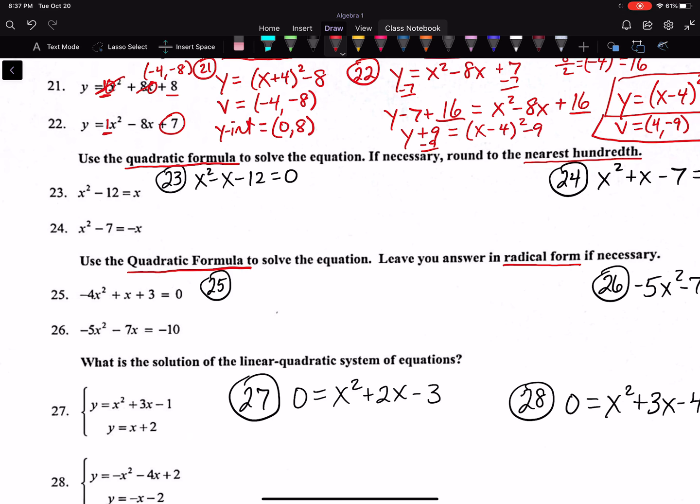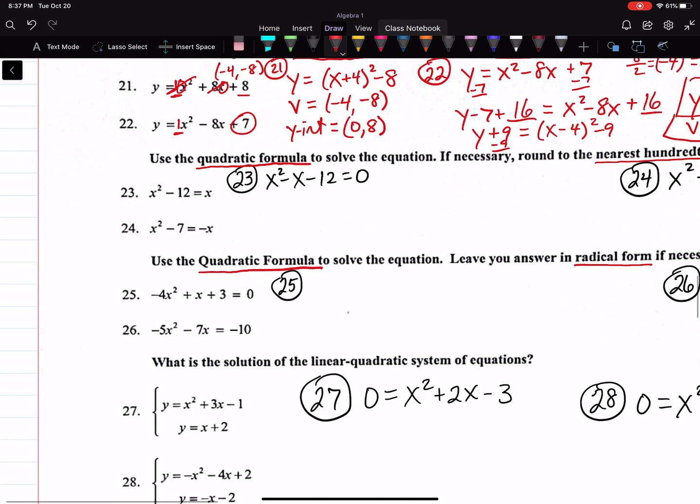Don't forget the quadratic formula. Very, very important. So I'll write it over here. X equals negative b plus or minus the square root of b squared minus 4ac all over 2 times a. It is on your formula sheet, so you don't necessarily have to memorize this one, but it is very good to know for ACT purposes.